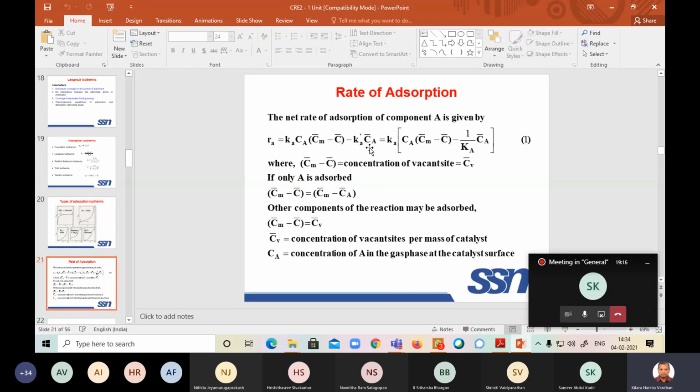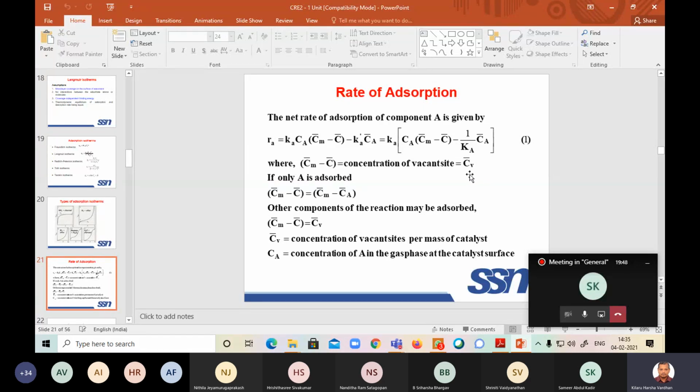And if you put Ka by Ka star as some capital Ka, then you can rewrite this equation as Ka into Ca Cm bar minus this particular thing. If you divide this particular thing and put it as a coefficient, then Ca bar, so Cm bar minus C bar here is nothing but the driving force. That is nothing but the concentration of the vacant site. We can write in terms of Cv also, right?